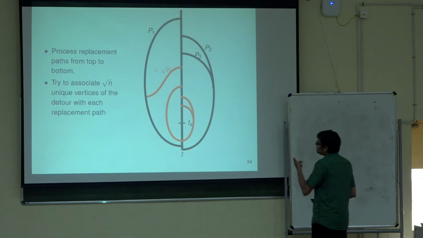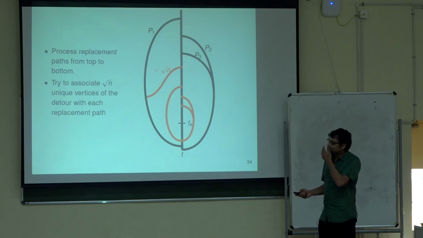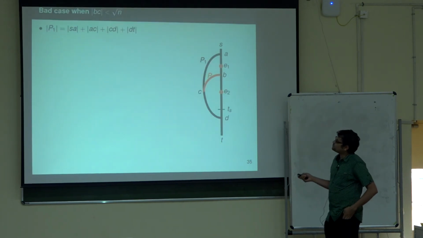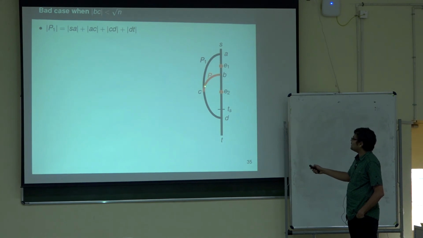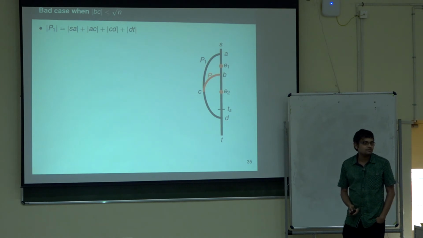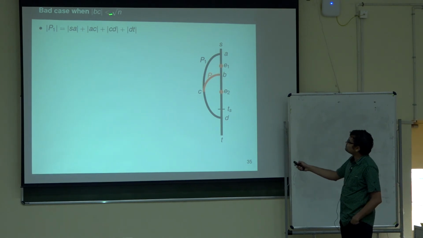So the problem is when a bad event occurs. Okay, so let's go to the next slide. Suppose this bad event occurs. So I had associated square root n vertices with P1, and now when I see this orange path, well, the number of vertices on this orange path is less than square root of n. So the size of BC is less than square root of n.